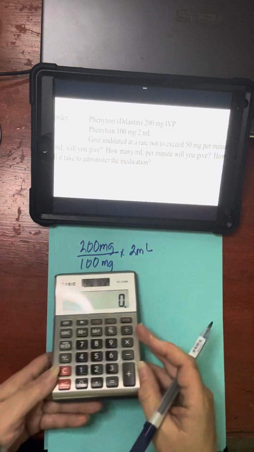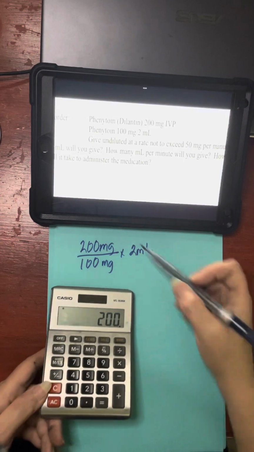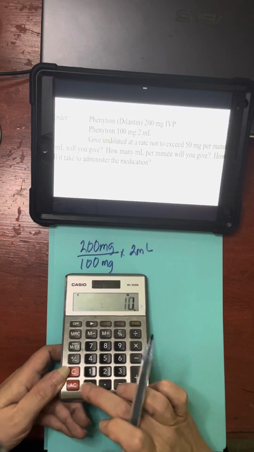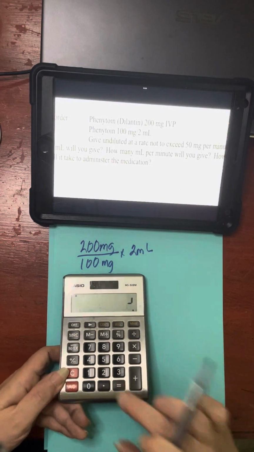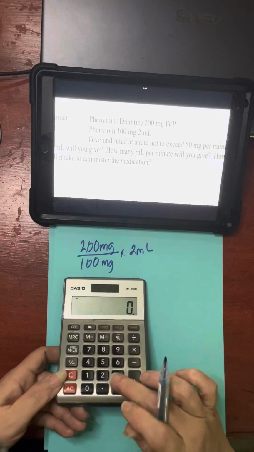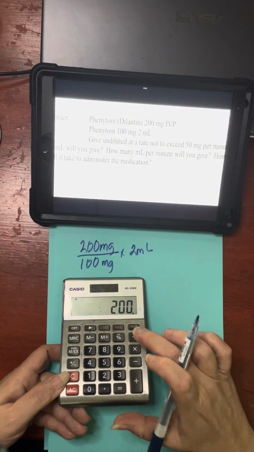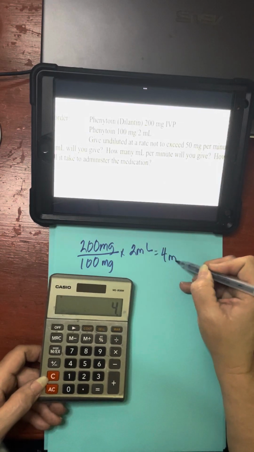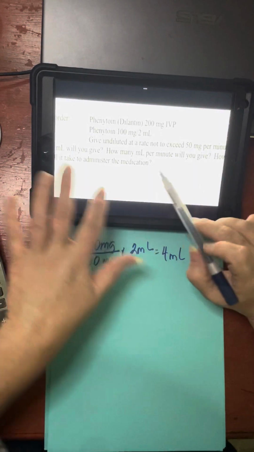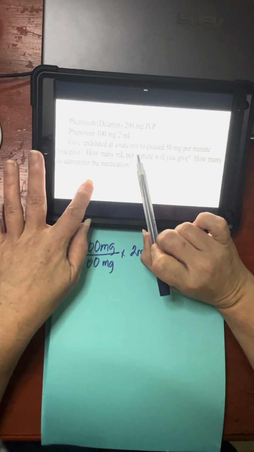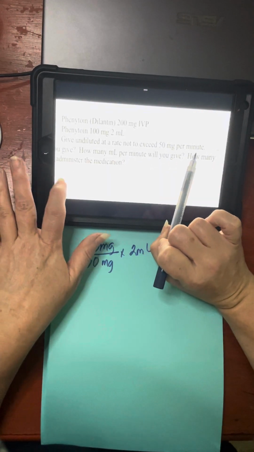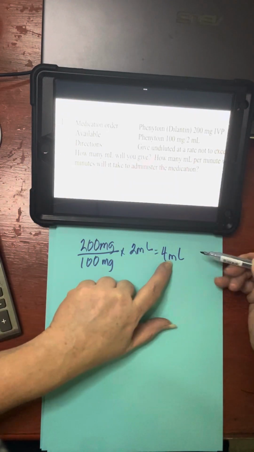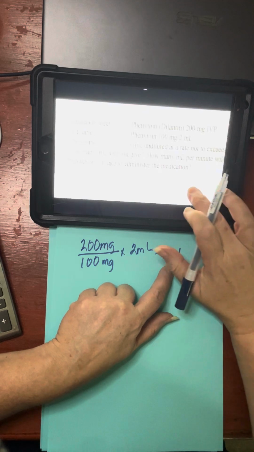So we have to calculate to see how much. This fraction says this divided by that times this. And we have to see how much we got to pull out of the vial. 200 divided by 100 equals, times 2 equals 4. So we got to pull 4 milliliters out of the vial, okay? And it says give undiluted, not to exceed 50 milligrams per minute. So how many milliliters are you going to give? We're going to give 4 milliliters.